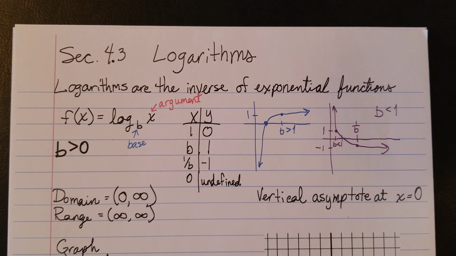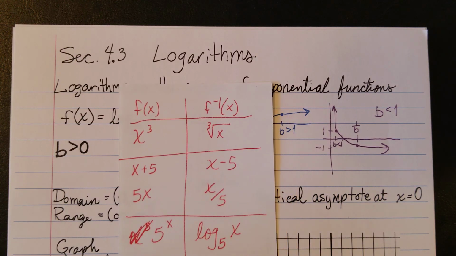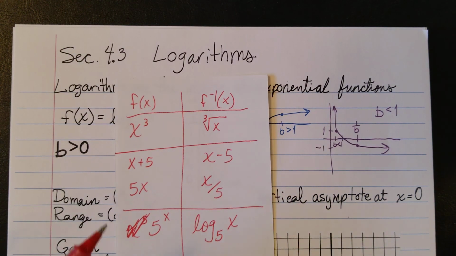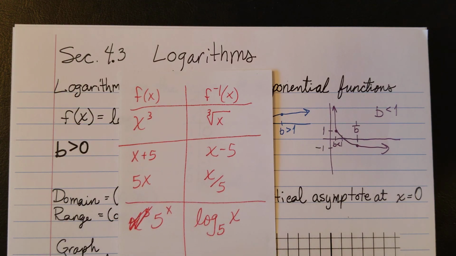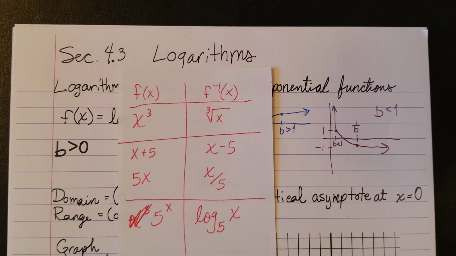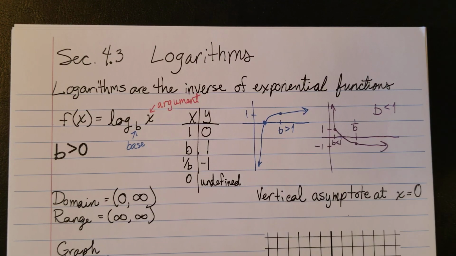Just like if you had an equation with x plus 5, you would subtract 5 to solve that. Or if you had 5x, you divide by 5 to solve that, right? So in order to solve an equation, you need that inverse operation. So if you've got 5 to the x, technically you need the inverse operation, which is a log base 5. That is what a logarithm is for.